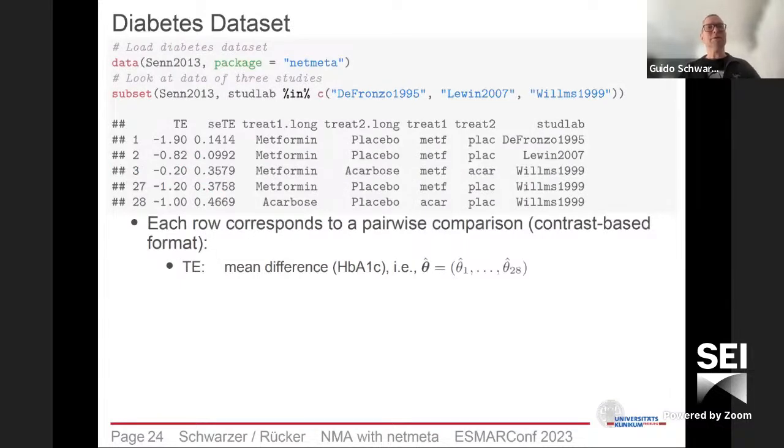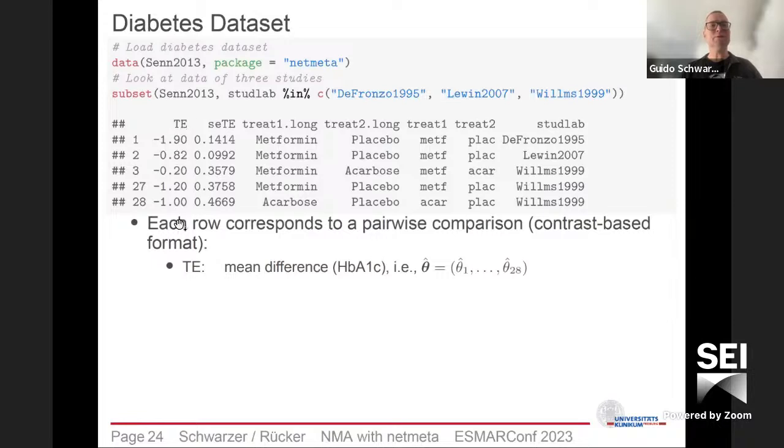So first of all, the diabetes data set that we used before, but here we get more information on it. What I show you is a subset of 3 studies: the Fronzo, Levin, and Wilms. And as you can see here, the first 2 studies provide 1 row, while the last study provides 3 rows. This is the 3-arm study comparing acarbose, metformin, and placebo, the Wilms study. And each row here corresponds to a single pairwise comparison in so-called contrast-based format. Here it is the mean difference.